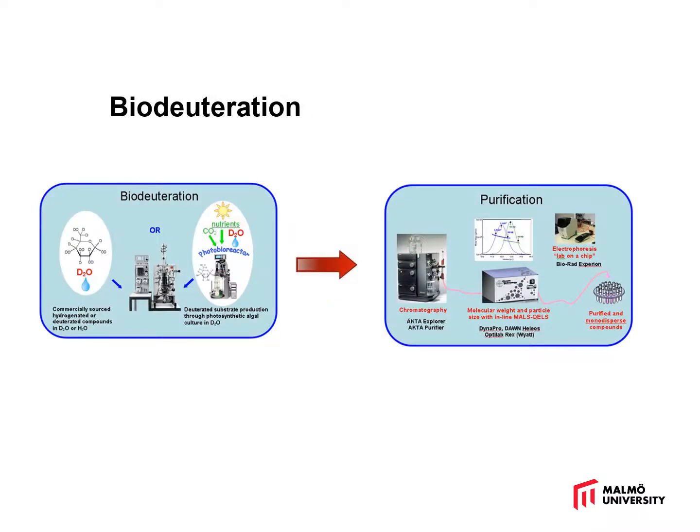This slide comes from one of the many biodeuteration facilities around the world. It's just schematically how molecules are biodeuterated. So microorganisms are grown in maybe a deuterated carbon source or in D2O, and the bacteria or algae are taught to grow in D2O, and what you end up with is deuterated biomass. Then this needs to be purified in terms of the molecule that you're interested in.